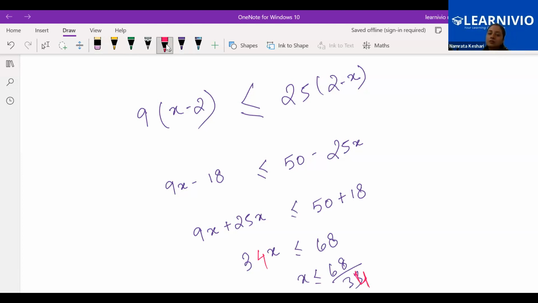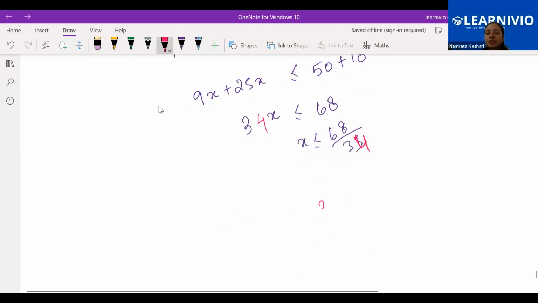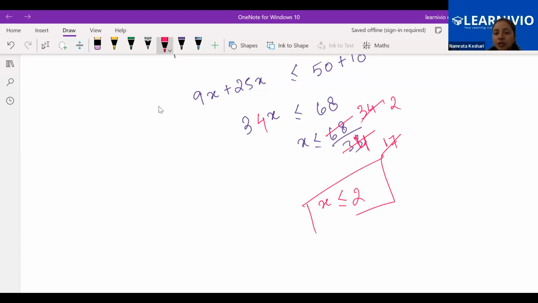Now we can do the cancellation also, and that will be the range of x. So x lesser or equal to 68 by 34. That means, let's cancel it out. 2, 1 times 2; 2, 3 times 6; 4 times 8; 17, 2 times 34. Yeah, this is what we got, the solution.